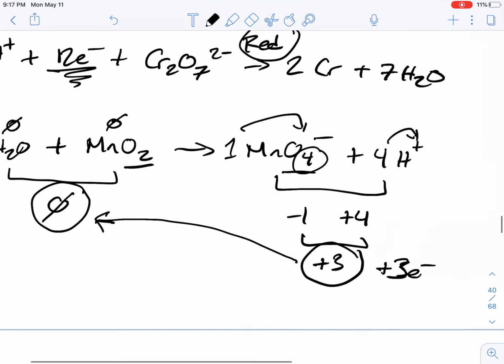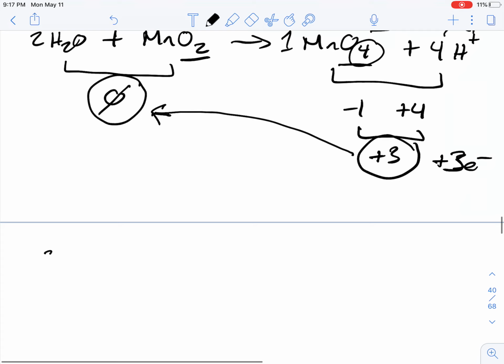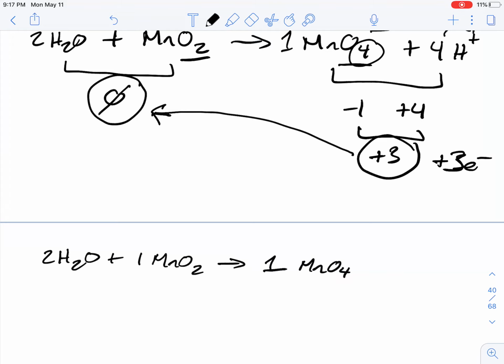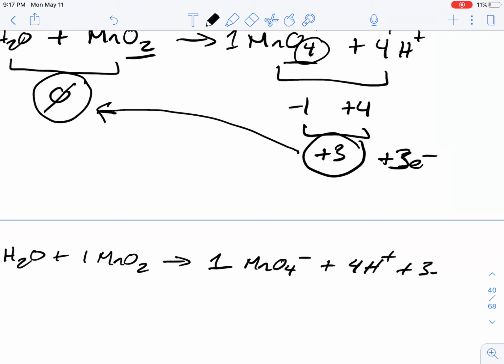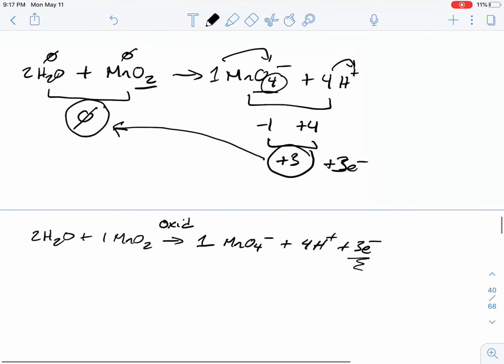And so overall, I'm going to get 2 water molecules plus 1 mole of MnO2 to produce 1 MnO4 plus 4H plus 3 electrons. Notice that my electrons are on the right-hand side, so this truly is describing oxidation because I'm losing electrons.